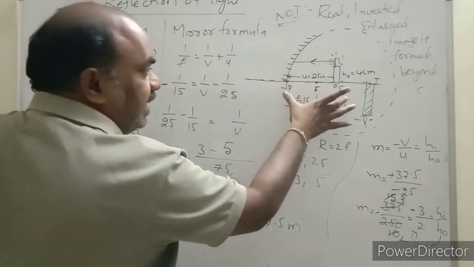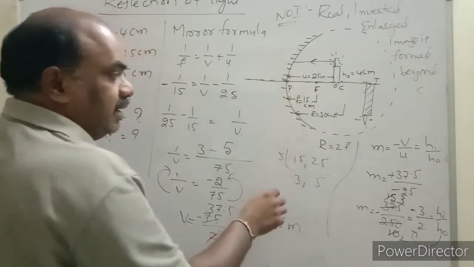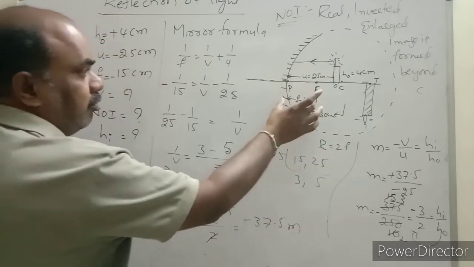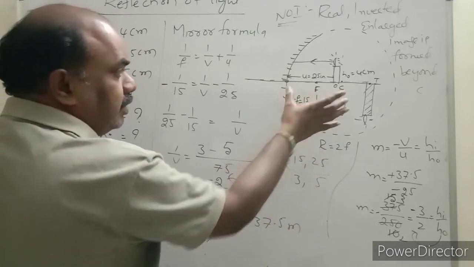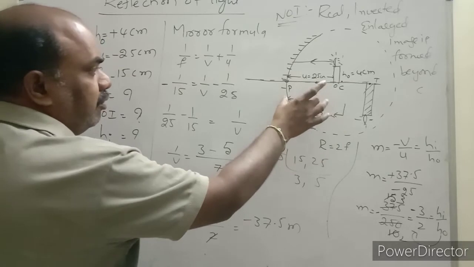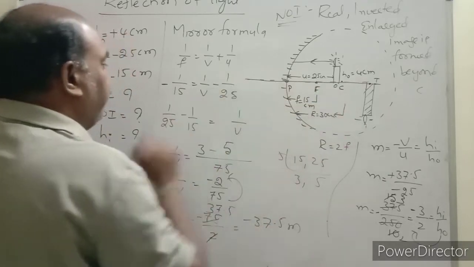Focal length 15 means radius of curvature 30. Double that, R equal to 2f. So the focus is exactly in between the pole and the center of curvature. So R equal to 2f. If focal length is given, double it: 30.